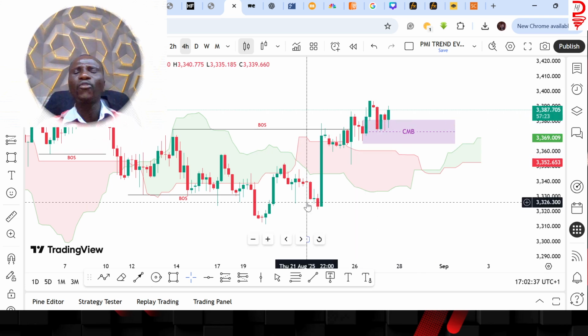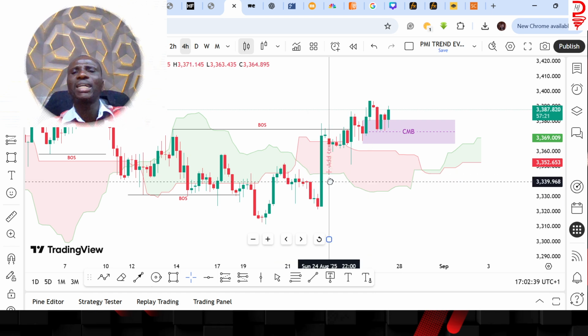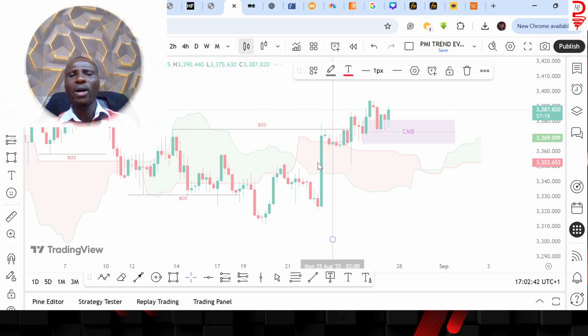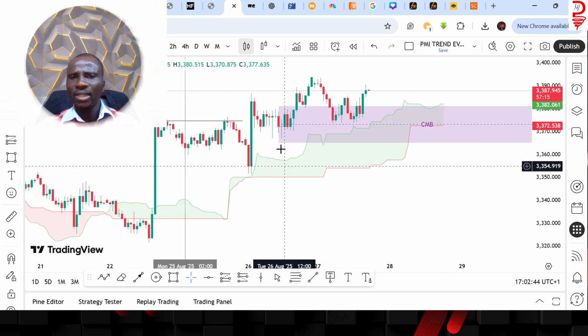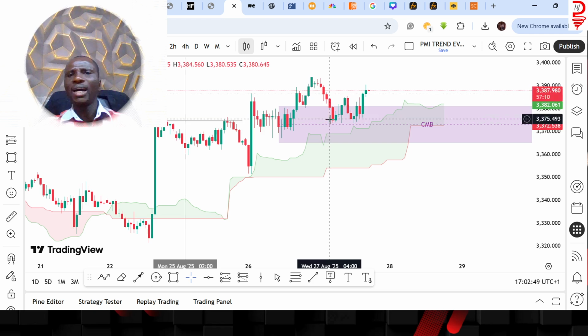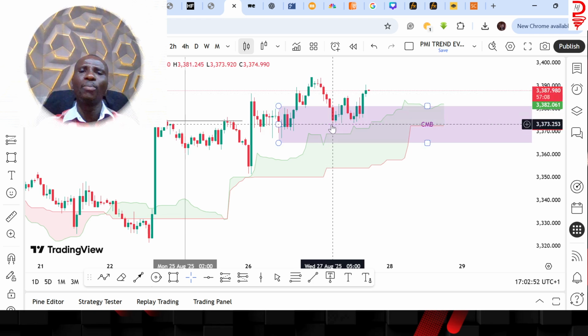Then you wait for the market to price into the cash flow money box, then you move to your 1 hour. This was how I picked the trade. You see the market priced into the 4 hours cash flow money box.